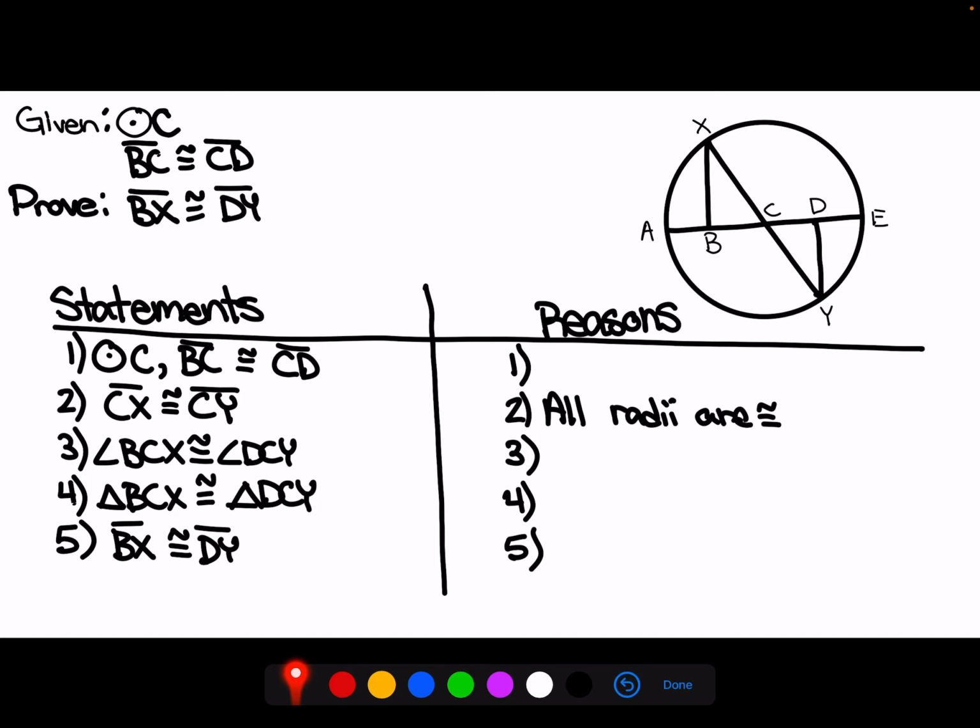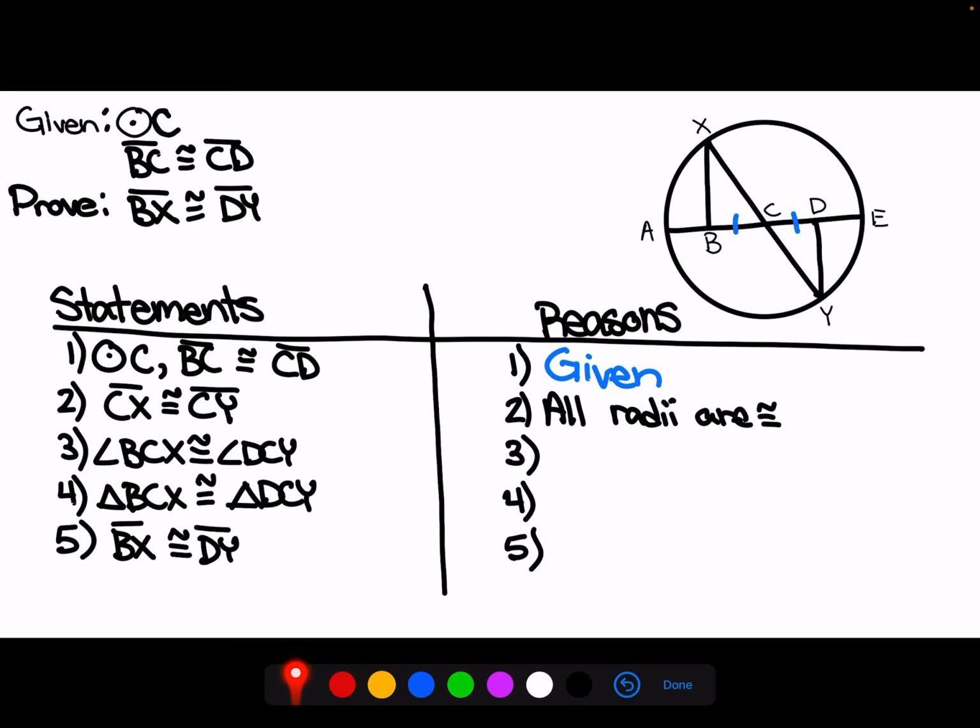So our first statement is circle C, and BC is congruent to CD. Well, that looks familiar. Looks like what's given to us. So I can just write given. And as I do, I draw in my picture. The next statement, segment CX is congruent to segment CY.